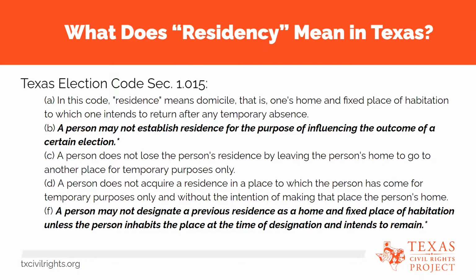And then F, I want you to think about F in the context of a college student who moves out of his parents' house and is trying to decide whether to register to vote where they go to school or where they're permanent residents at their parents' house. Section F says a person may not designate a previous residence as a home and fixed place of habitation unless the person inhabits the place at the time of designation and intends to remain.